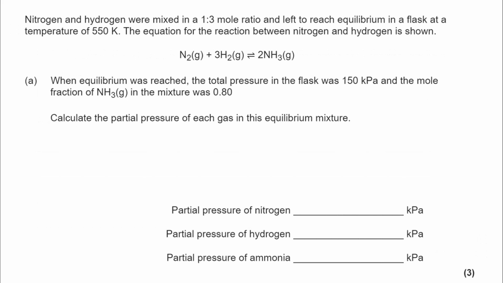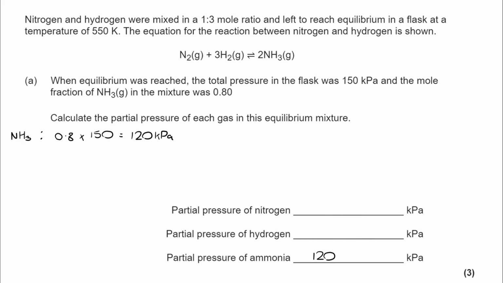Okay, so taking a look at Part A to begin with, we know what the total pressure in the flask is, and we know the mole fraction of ammonia at equilibrium. So we're going to have to work out what the mole fractions are of the nitrogen and hydrogen so that we can then get to the partial pressures of all 3 of them. I'm going to start off with the most straightforward, and that is the ammonia. Because we know the mole fraction is 0.8, that means that 80% of that 150 kilopascals is being caused by ammonia. So I do the calculation and I find out that that means it's got a partial pressure of 120 kilopascals.